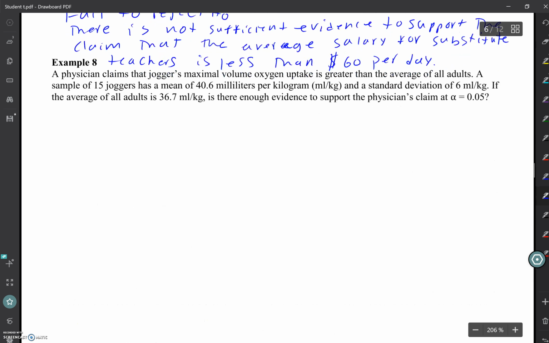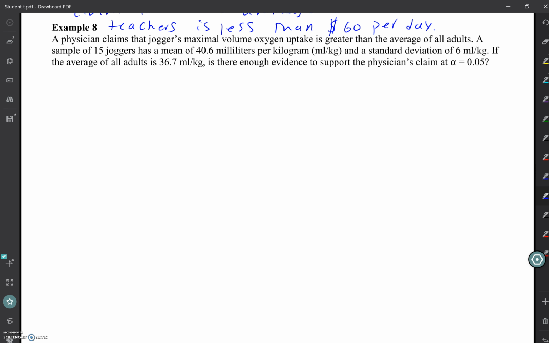Let's do, I think we can get this last one done. We'll do a speedy version. So if a physician claims that joggers' maximum volume uptake, or oxygen uptake, is greater than the average of all adults, a sample of 15 joggers has a mean of 40.6 milliliters per kilometer and the standard deviation of 6 milliliters per kilometer. If the average of all adults is 36.7, is there enough evidence to support the physician's claim?